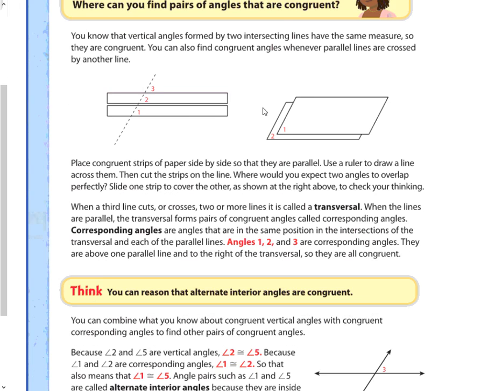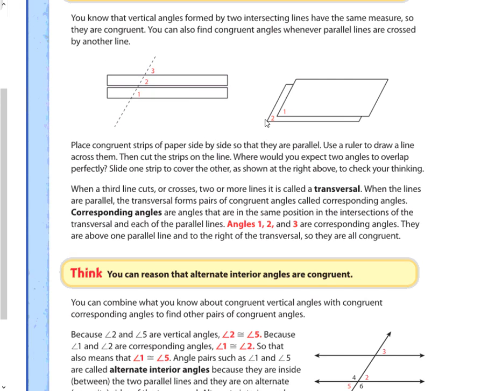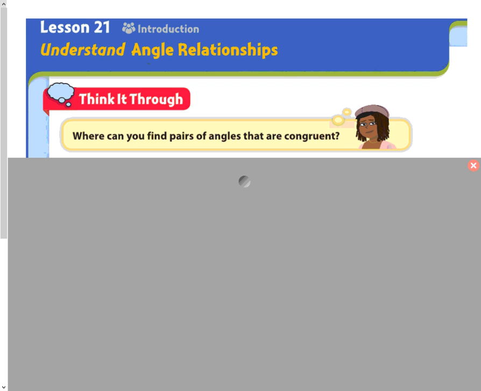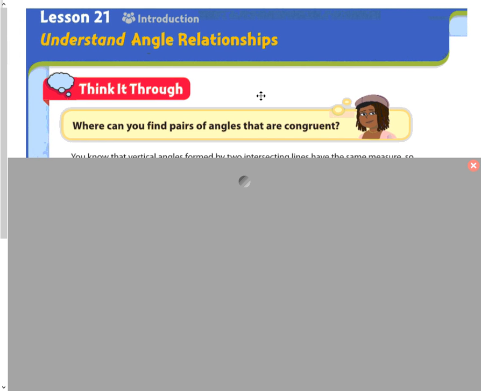This is on page 192 in your notes. We're going to go through some of these parts, and I'm going to also touch on a couple of them and highlight parts that I really want you to know. So if you look at the very top here, where can you find pairs of angles that are congruent? So remember, we talked about this in the past. Congruent means the same or equal. Okay, we're going to look for congruent angles.